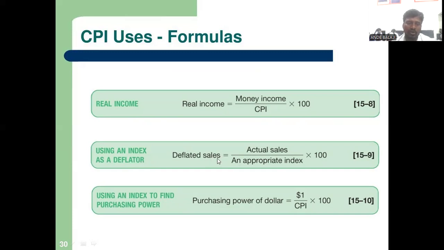And if you want to calculate deflated income or deflated sales, actual sales or actual income is divided by an appropriate index times 100. It gives you deflated sales. And the purchasing power of a rupee or dollar is given by 1 divided by CPI, times 100.